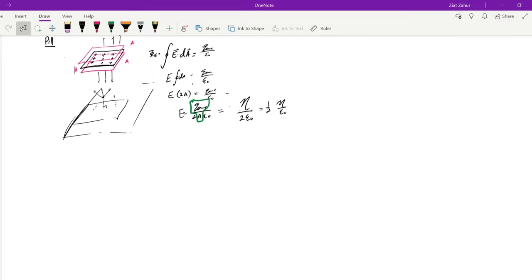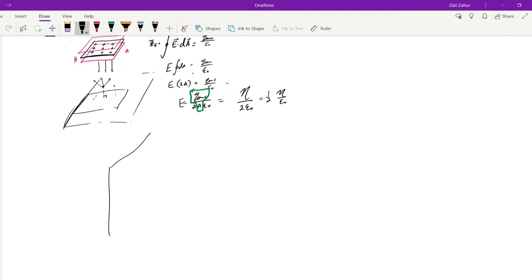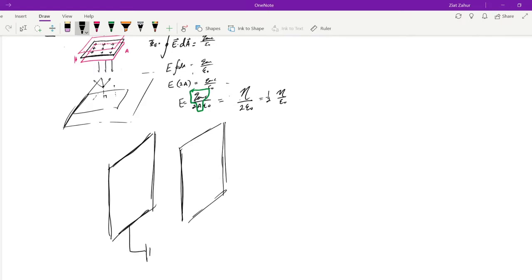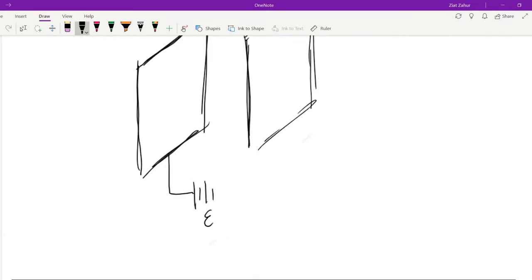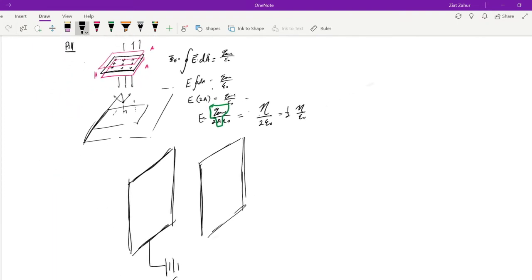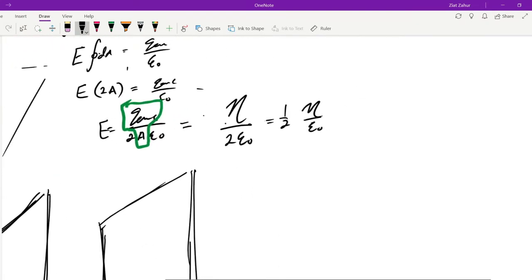Then we put them next to each other, so we make 2 of them. We do it by connecting them to some sort of potential difference. This is epsilon naught, the permittivity of free space.